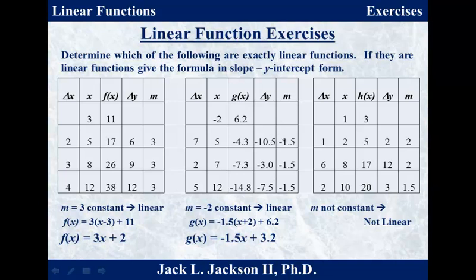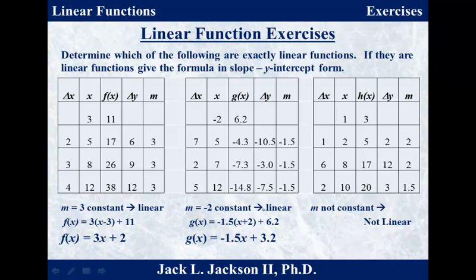And when we divide those out, negative 10.5 divided by 7 is negative 1.5. Negative 3 divided by 2 is negative 1.5. Negative 7.5 divided by 5 is, again, negative 1.5. So the slope is negative 3/2 or negative 1.5. And since that's the same every time, this is linear. Oops, that's a typo. That should say negative 1.5.